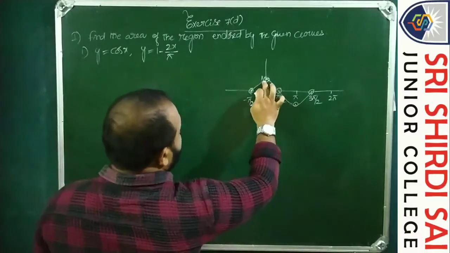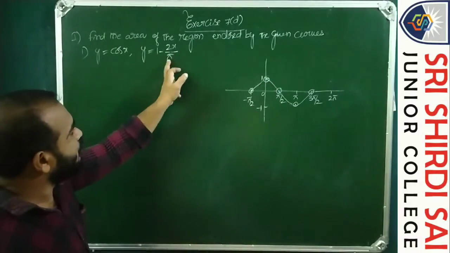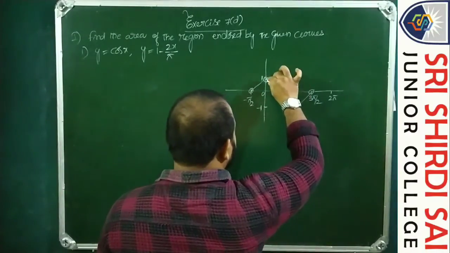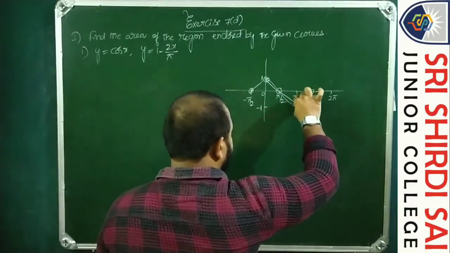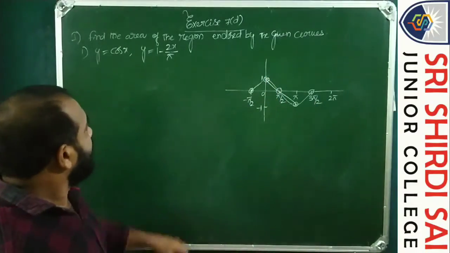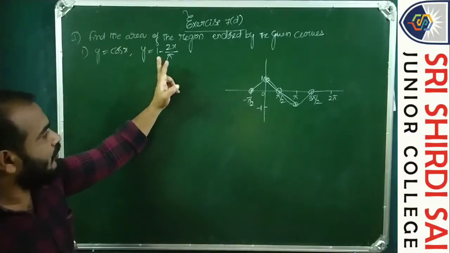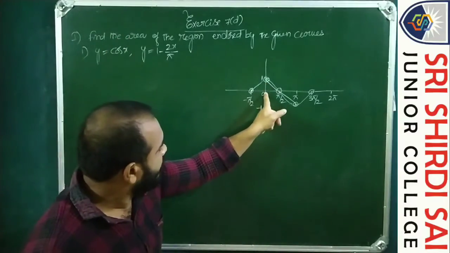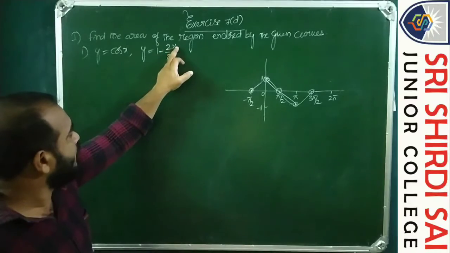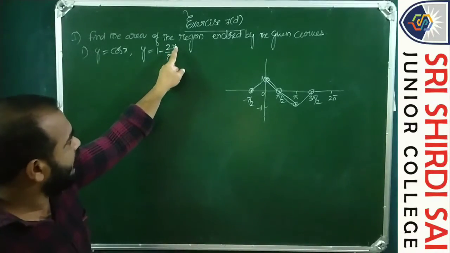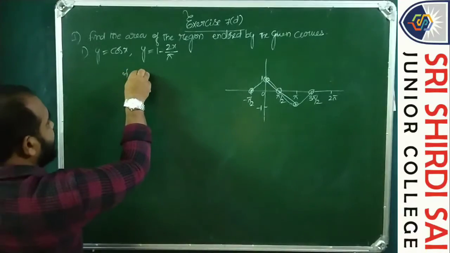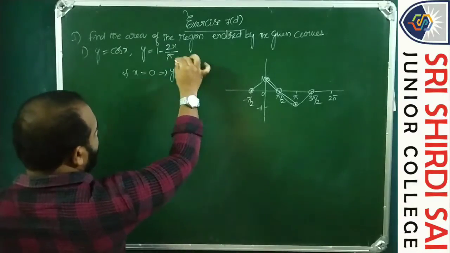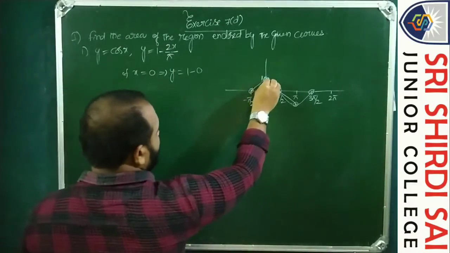Okay, and now y equals 1 minus 2x by pi. This will be this, because this is y equals mx plus c type of line, which is a straight line. If you substitute x equals 0, then y equals 1 minus 2 into 0 by pi, so this is 0 and y equals 1. So x equals 0, y equals 1 is this point.